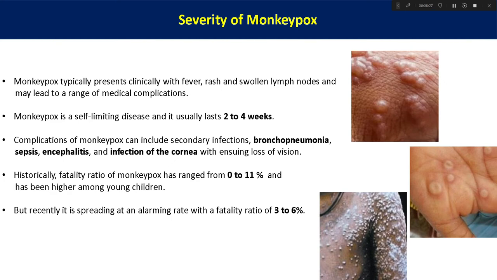Okay. Now, if we talk about the fatality ratio, historically, from 1970 till now, the fatality ratio of monkeypox has ranged from 0 to 11%, and it is seen that it has been higher among young children. Okay. But recently, as we all know, it is spreading at an alarming rate with a fatality ratio of 3 to 6%.